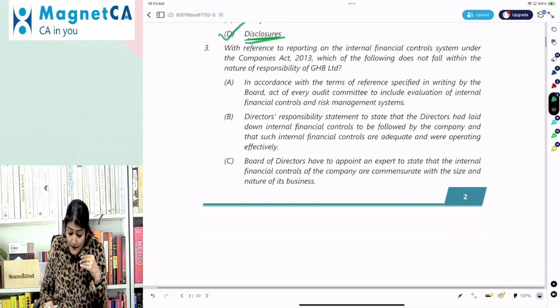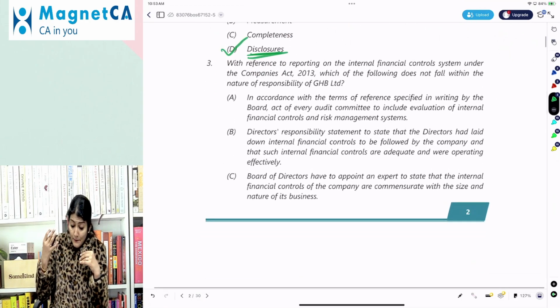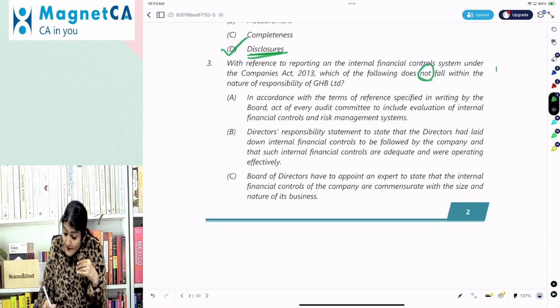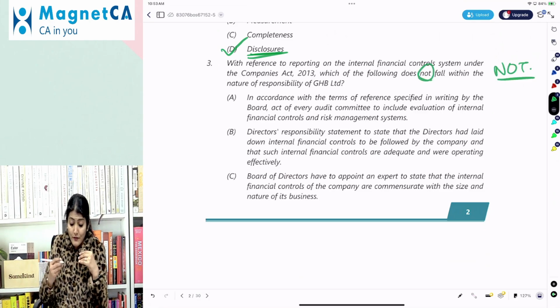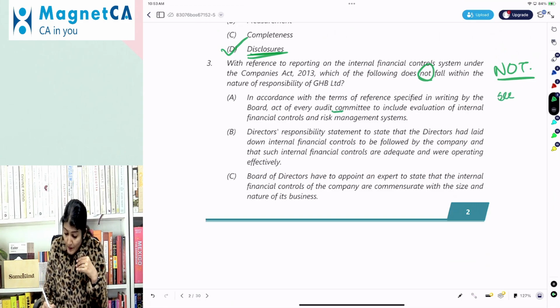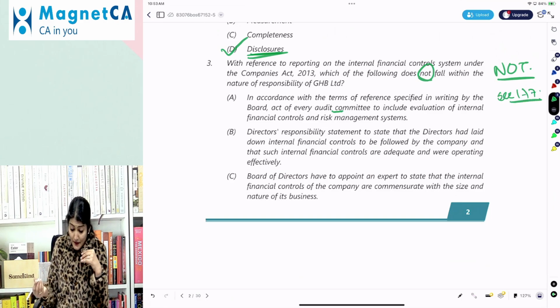Okay. With reference to the reporting on IFC under the Companies Act, which of the following does not fall within the nature of responsibility of the company? In accordance with the terms of reference specified in writing by the Board, as per Section 177, the role of every audit committee is to include evaluation of IFC and risk management system.